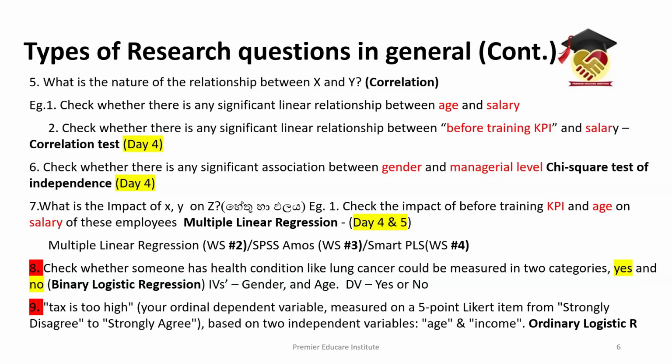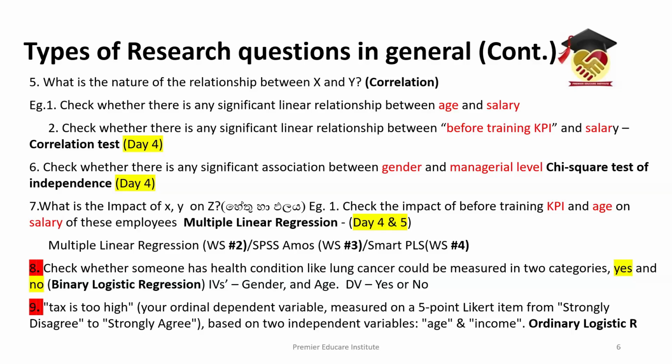Number seven is the most important: the impact of one or more variables on your dependent variable. For example, the factors affecting the customer satisfaction of a private bank.